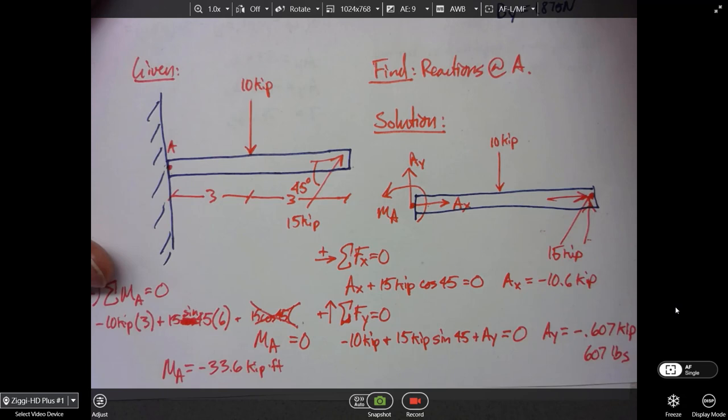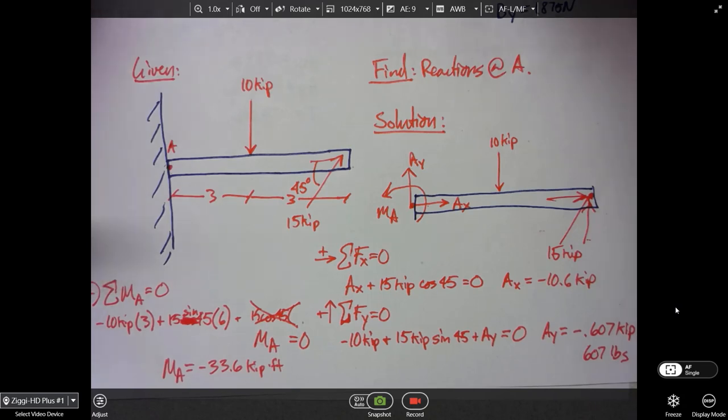right? So actually on the graded problem, I forgot to mention this to you guys. Lots of people were giving me answers that were point blah, blah, blah kip, which you should convert to be just pounds, right? Because we're looking for three significant digits that are between 1 and 1,000. Okay, so 0.607 is not between 1 and 1,000, so make it between 1 and 1,000 by taking away the kip, right?